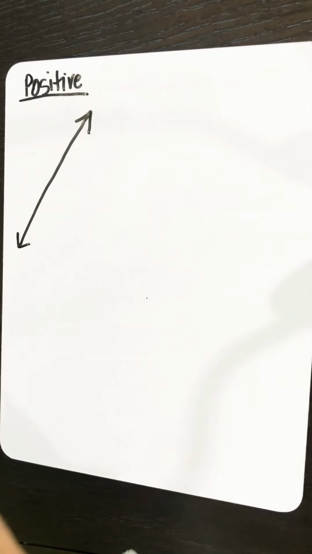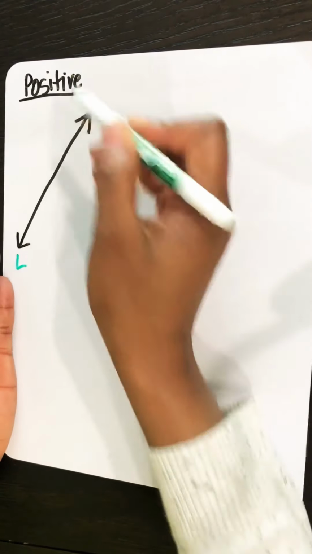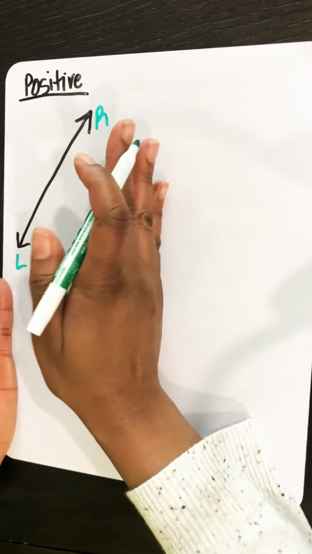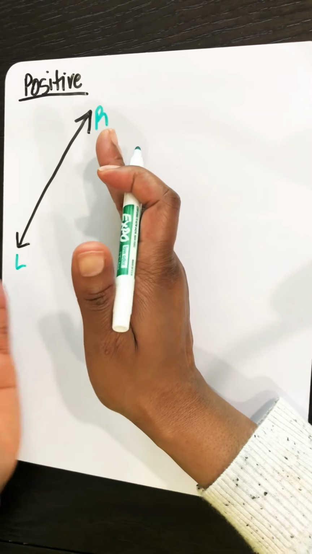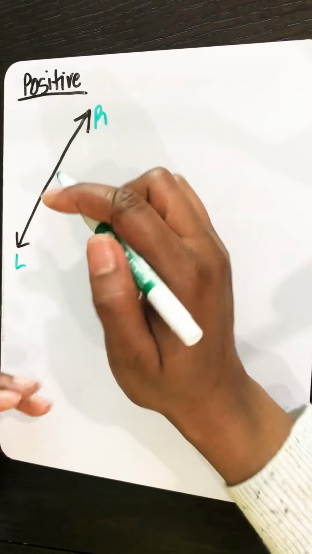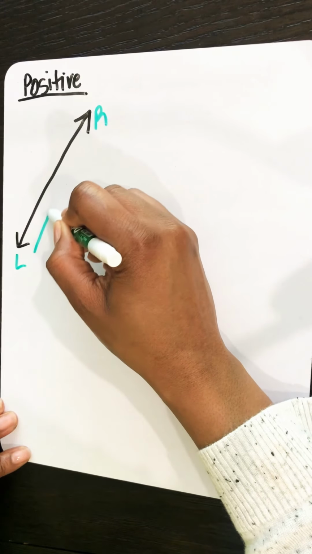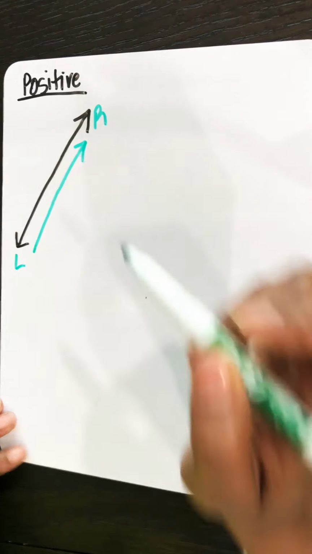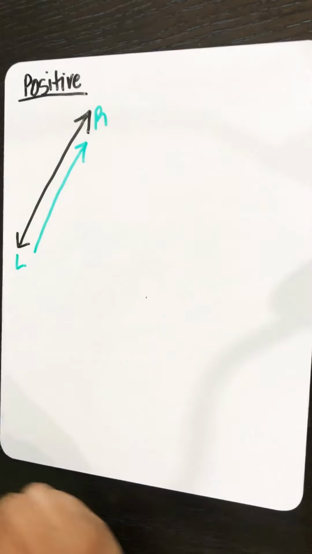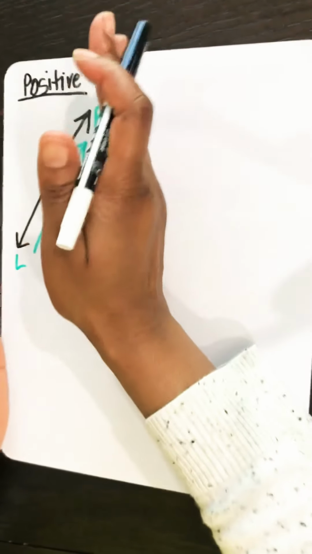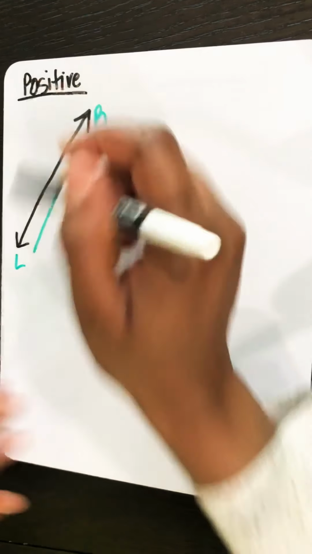And what I mean by upward is this. If we were to label our left side and our right side, see where my hands are? This is my left side, this is my right side. And if you're going from left to right, if you are increasing from left to right, that is a positive slope. So positive, increase, okay?